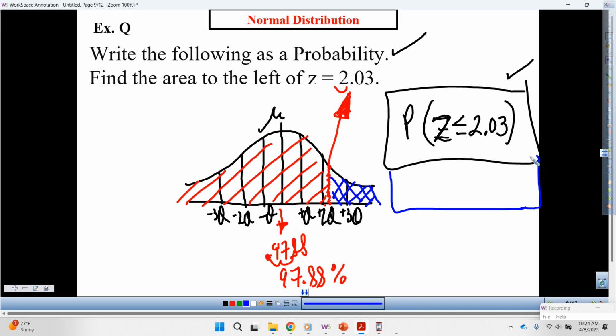Let's go with Brandon Doherty. P is what? Hands if you got that. P is greater than or equal to 2.03. Are all these values greater than Z? Yes, that is correct.